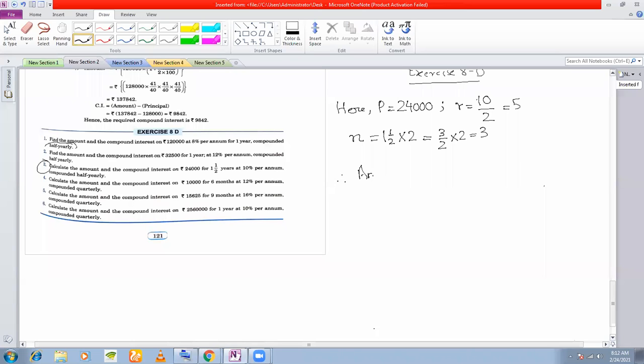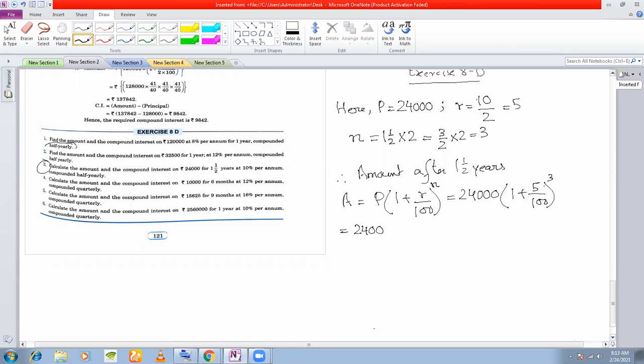So therefore, what is the amount after 1.5 years? A is equal to, write down the formula, P times 1 plus R by 100 whole to the power of N. P is 24,000, 1 plus R is 5 by 100. N here is 3. So this is 24,000 times 1 plus 5 by 100 whole to the power 3. Cancel here, so you simply get 1 plus 1 by 20 whole cube. Now you take the LCM.